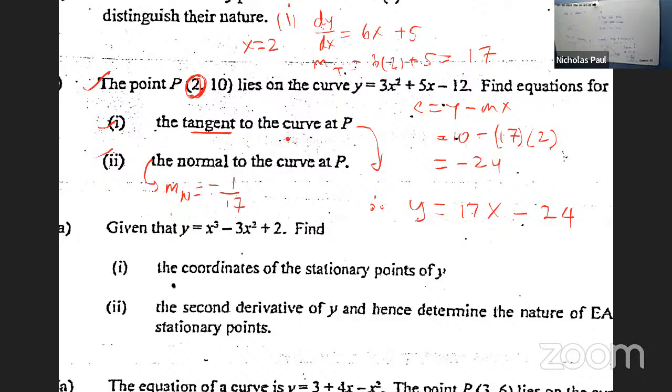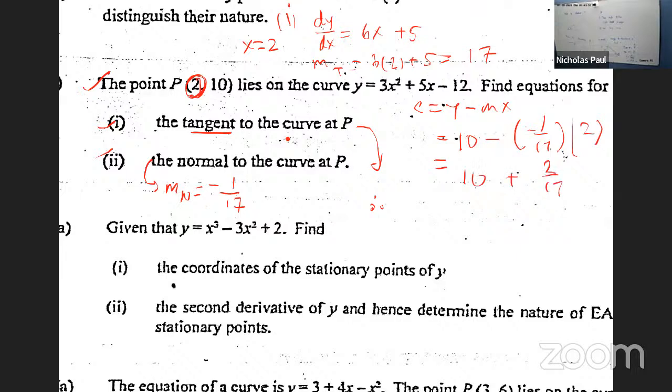All right, let's see what you got now. I'm rubbing this out here, right? So you want to find c. Right, you want to find c, right? So y is 10 again. Gradient is minus 1 on 17 and x is 2. So that's 10 plus 2 on 17. Right, that's 10 and 2 on 17. You can leave it like that. So your final answer is y is equal to minus 1 on 17 x plus 10 and 2 on 17.